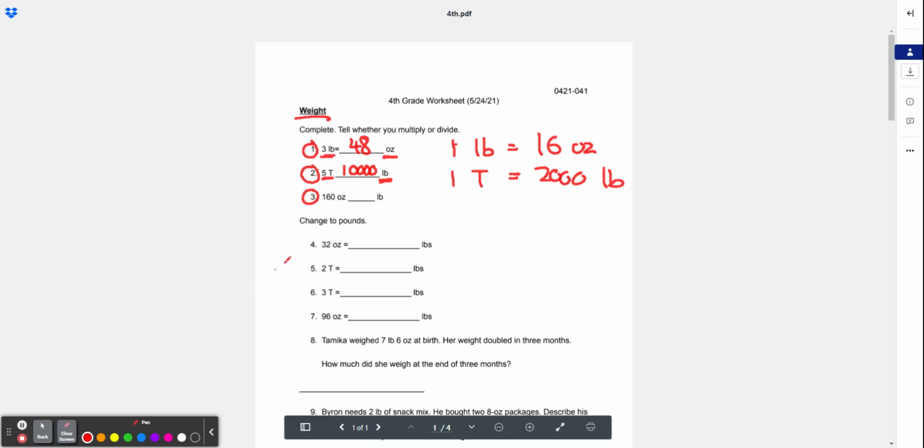Now let's try 3. We're going to convert 160 ounces into pounds. So for number 3, we multiplied 16 ounces by 10 to get 160 ounces. So we're going to do the same for pounds. So 1 times 10 is 10. So 160 ounces is equal to 10 pounds.